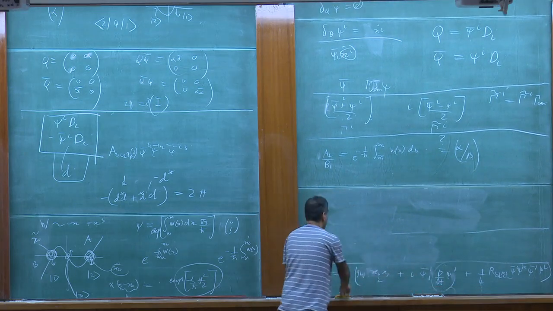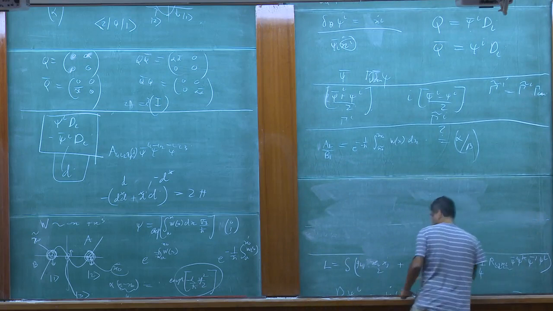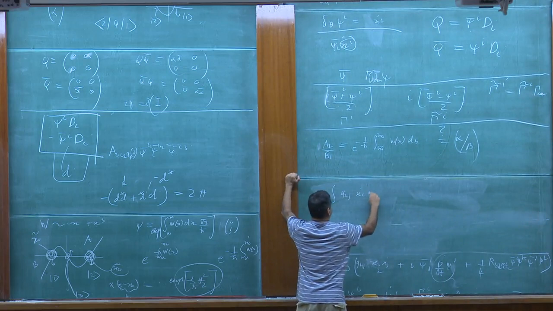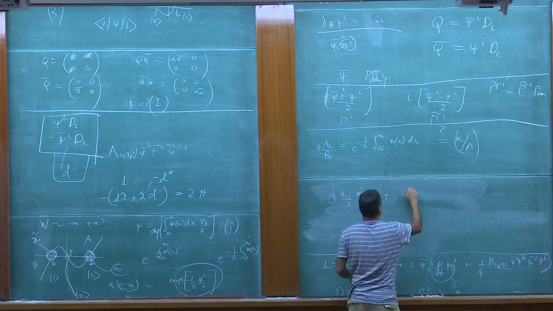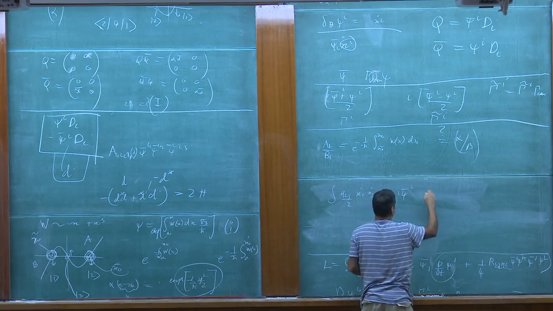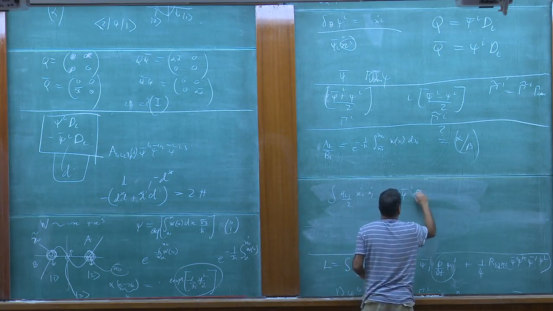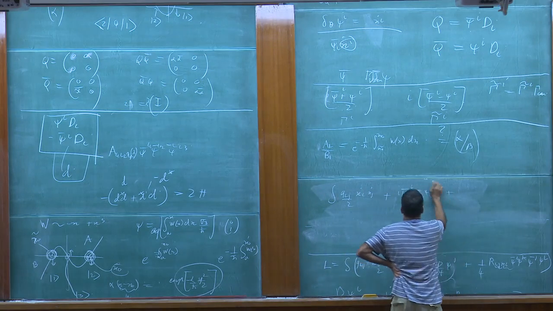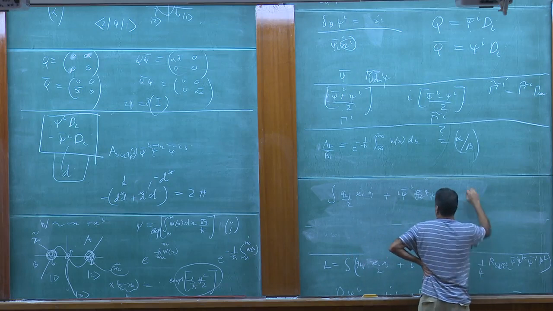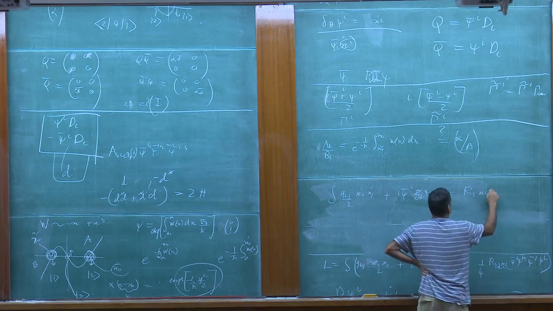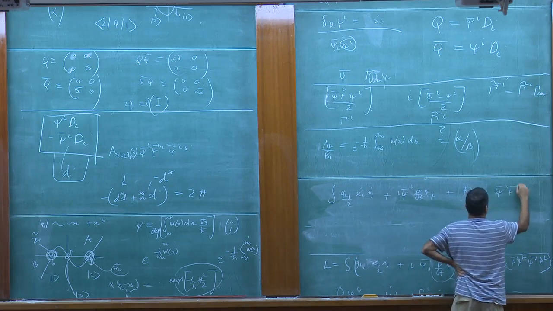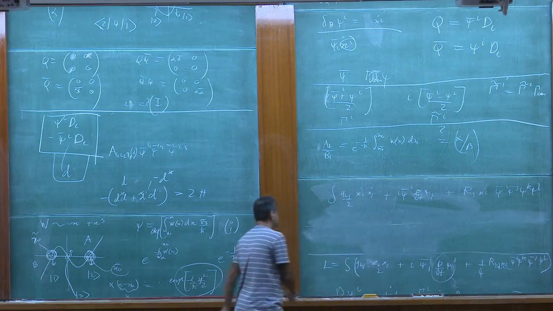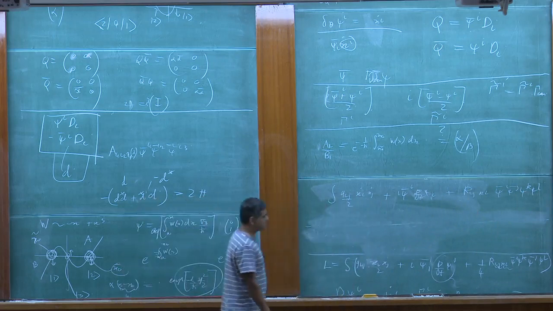Okay, so let's see. The structure of our theory was G_ij ẋ^i ẋ^j / 2 plus ψ̄_i i d/dt ψ^i plus R_ijkl ψ̄^i ψ̄^j ψ^k ψ^l. I'm not writing the numbers, just to get the structures. Okay, this was our model.